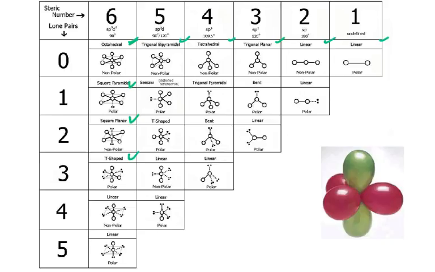Same thing for 5, trigonal bipyramidal. Remember, you've got to be careful because the lone pair is in the equatorial position. So seesaw, T-shaped, linear. And 4 would be tetrahedral, trigonal pyramidal, bent. And then trigonal planar, bent. And these are all linear.